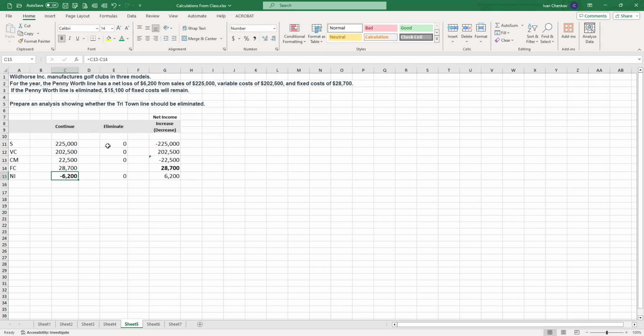Now, if this company eliminates it, 15,100 of the cost will stay. Make sense? Yes, Professor. So if we eliminate it, what's going to happen with the sales? Gone. If we eliminate it, sales are gone. That will be 0. Variable cost, 0. Contribution margin, 0. Fixed cost, how much will the fixed cost be if we eliminate it? 15,100.